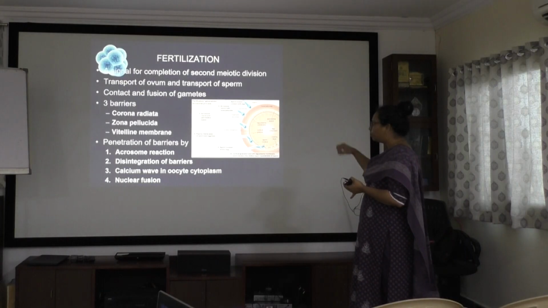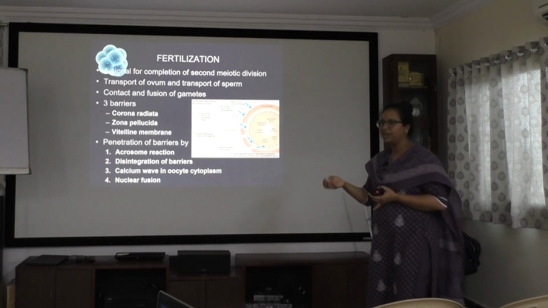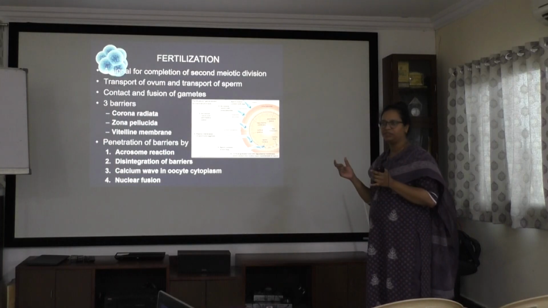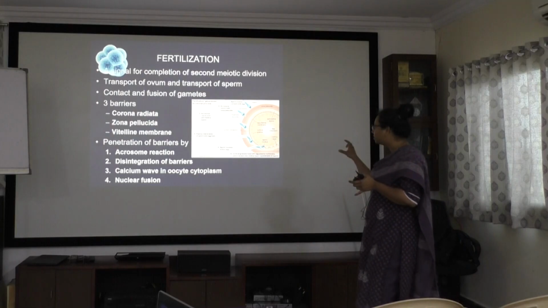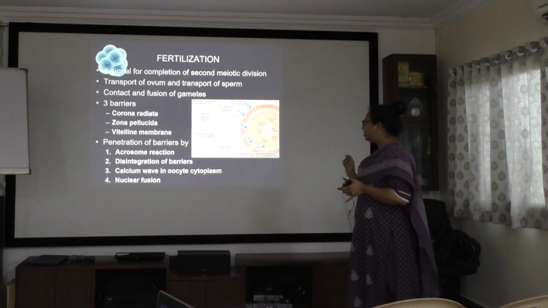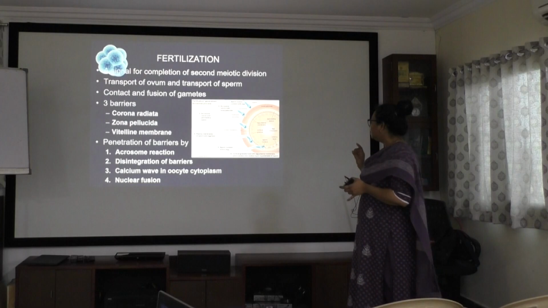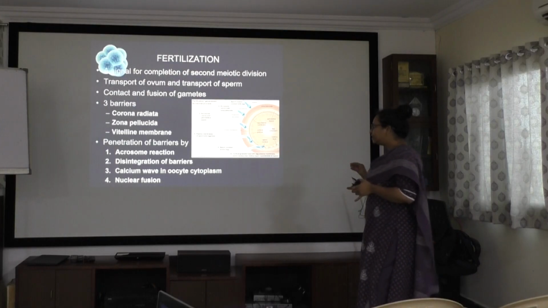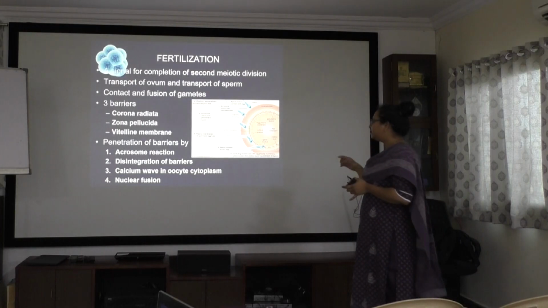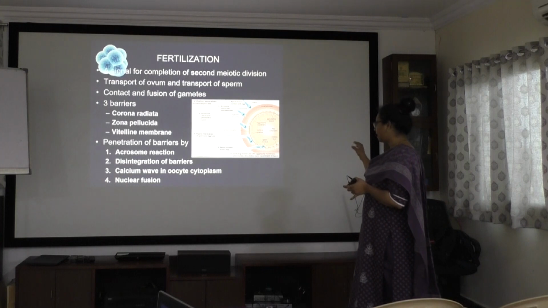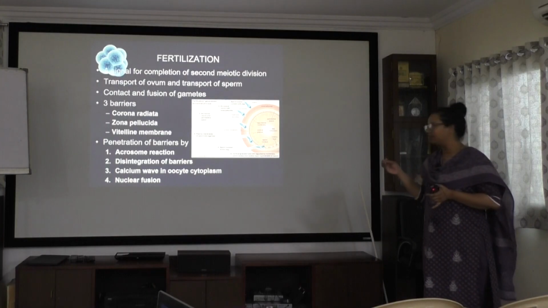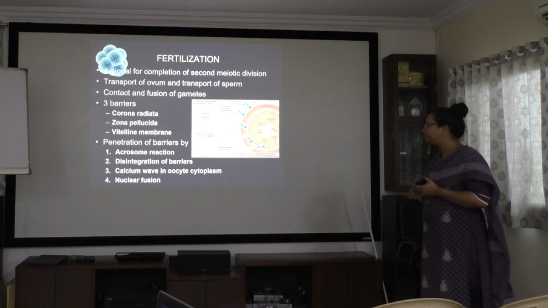Once it comes to the zona pellucida, the proteolytic enzymes are released. This is again facilitated by the zonal glycoprotein receptors, ZP2 and ZP3, present over the zona pellucida. The proteolytic enzyme then disintegrates the zona pellucida layer. Once the sperm touches the vitelline membrane, the acrosin enzyme disintegrates the vitelline membrane.